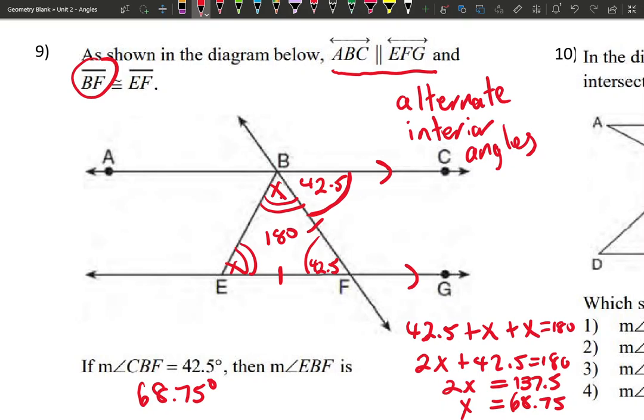I'm just going to recheck that again because I felt like I've done this problem before and I did not get that answer. 42.5, so that's 42.5. So 180 minus 42.5 is 137.5. Divide that by 2, and you get, yeah? If I'm wrong, definitely let me know in the comments.